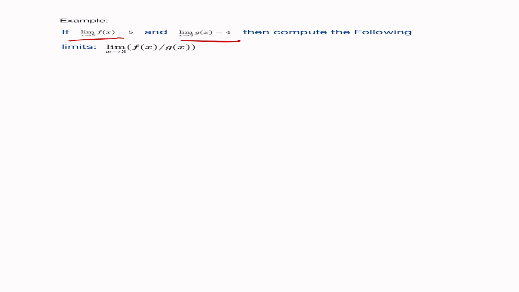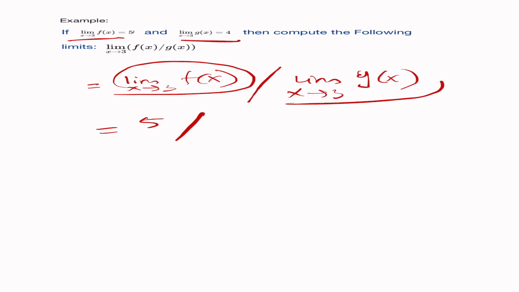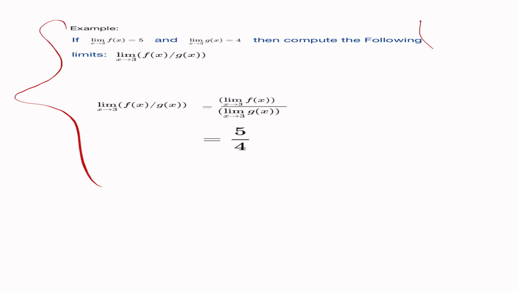We have the same functions. So it's going to be simply the limit as x approaches 3 of f of x over the limit as x approaches 3 of g of x. This value is already 5, over this value, which is simply 4. So the answer is 5 over 4. Okay, this is the detailed view. You guys can take a look at the explanation.